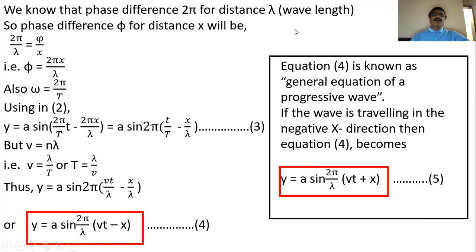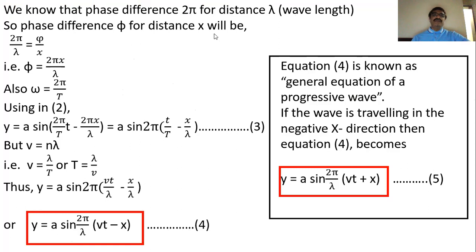Now, we know that the phase difference 2 pi exists for a distance lambda, where lambda is the wavelength. For a wavelength lambda, the phase difference is 2 pi. Now in this case, the distance traveled is not lambda but x.